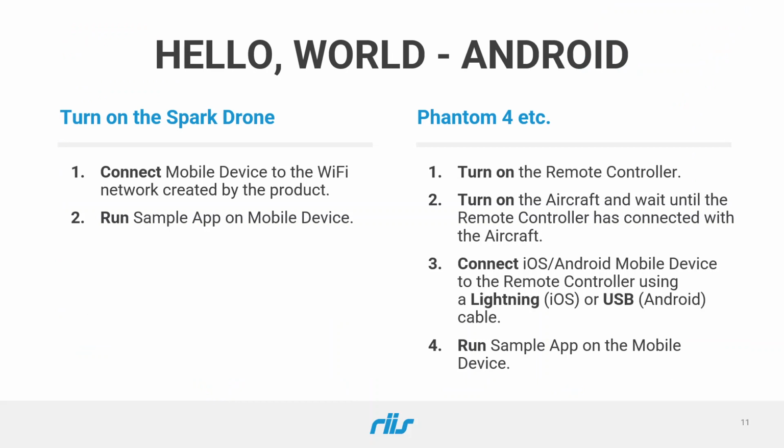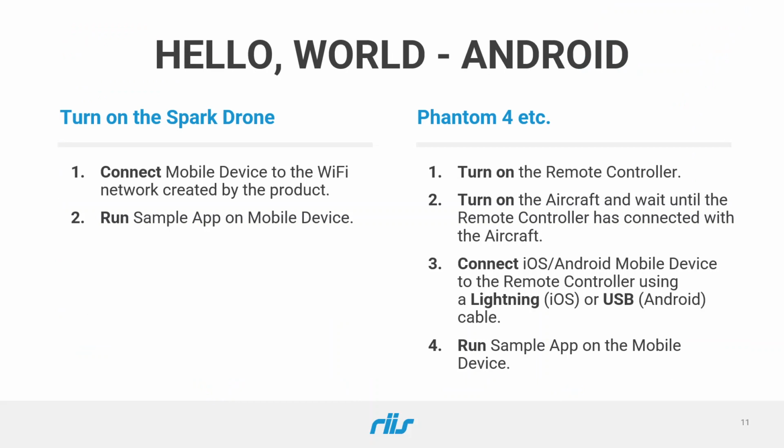Okay, so we've compiled our hello world. We're going to connect our Phantom 4 or our Mavic. We turn on our remote controller, turn on the aircraft, and wait until the remote controller is connected with the aircraft. If you've flown it, you know the double tap you need to do to get both going. So you connect your phone to the remote controller using a lightning cable or USB, and then run the sample app on the mobile device.